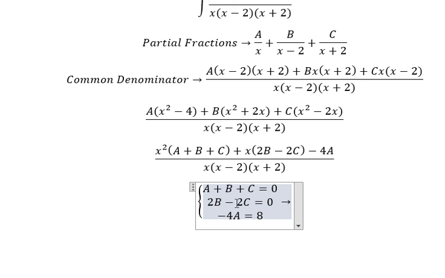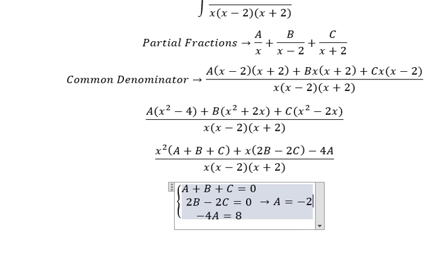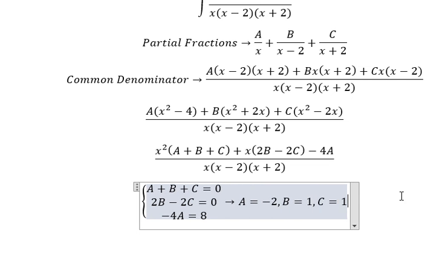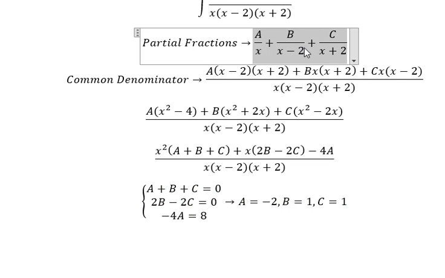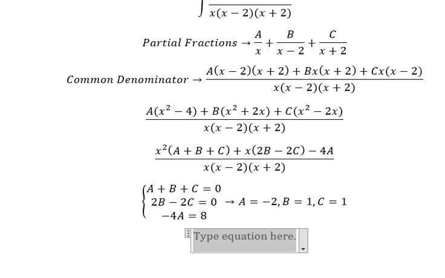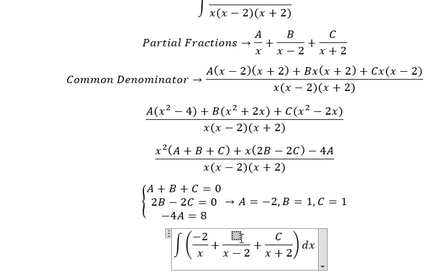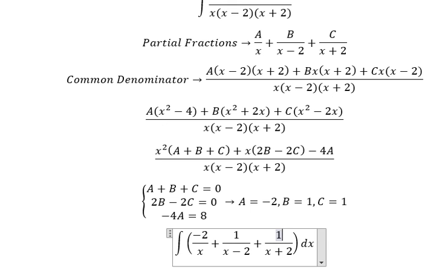And now we need to find the solutions of A, B, C. So A equals negative 2, B equals 1, C equals 1. So we put the values of A, B, C in here. And now we have the final answer.